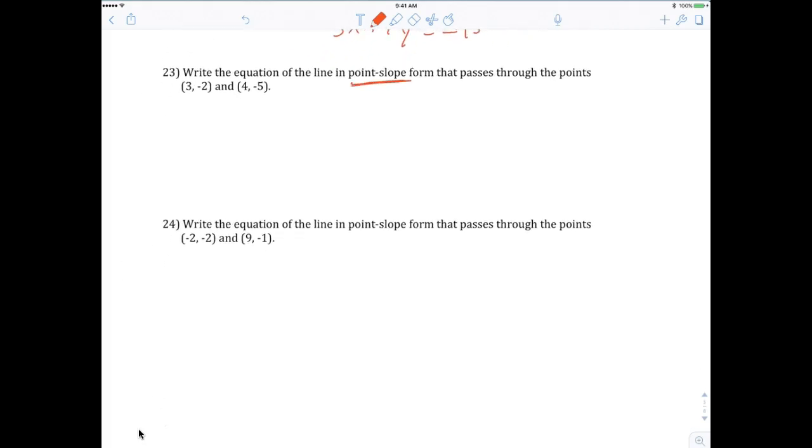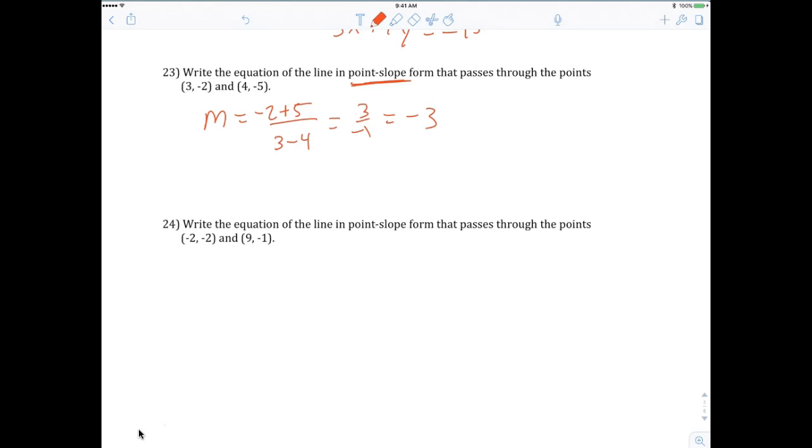All right, point slope. Here we go. Point slope. The problem here is we don't have the what yet? We don't have the slope. So we have to find the slope. So m equals -2 plus 5 over 3 minus 4. 3 over -1. Is that right? -3? Is everybody okay with that? Yeah.